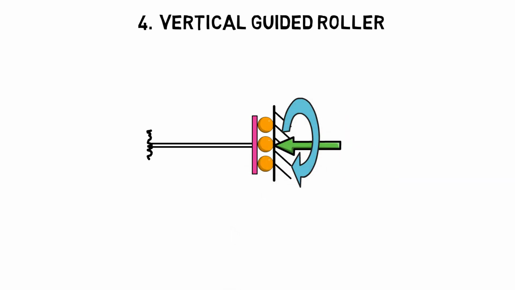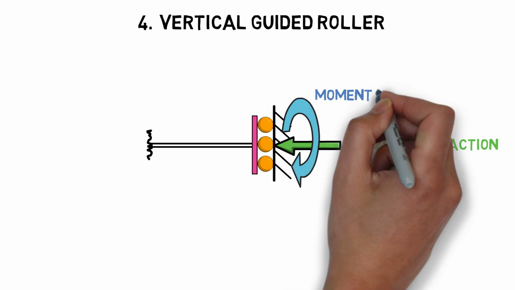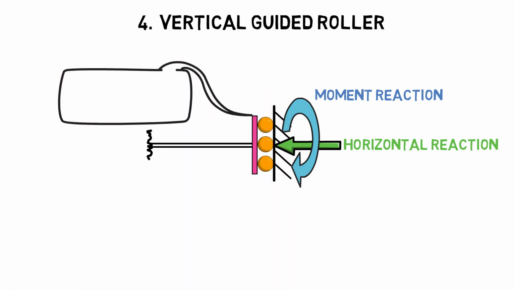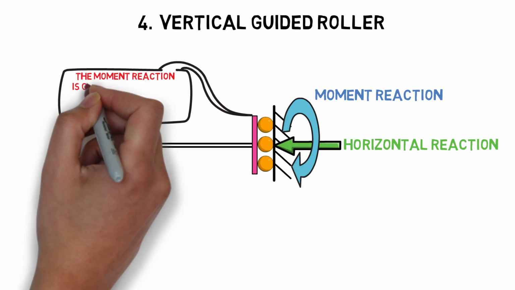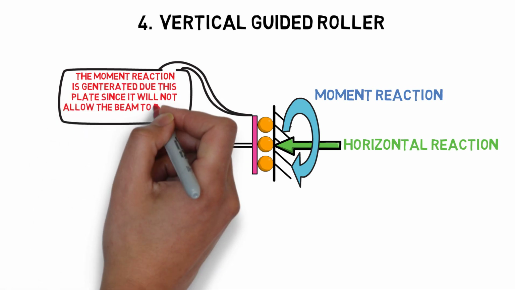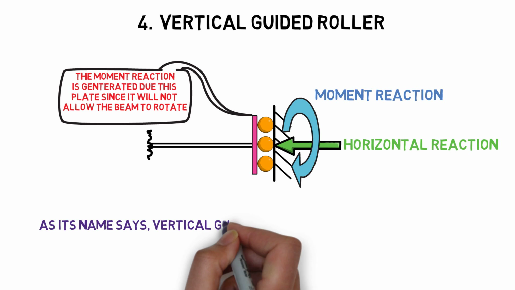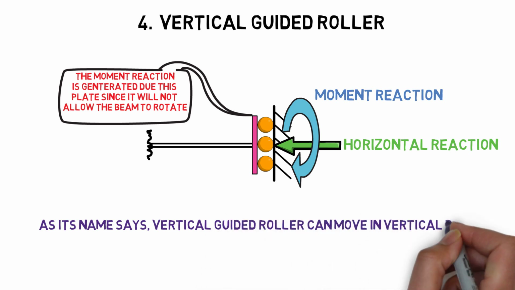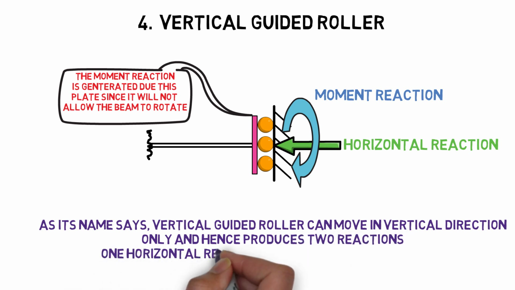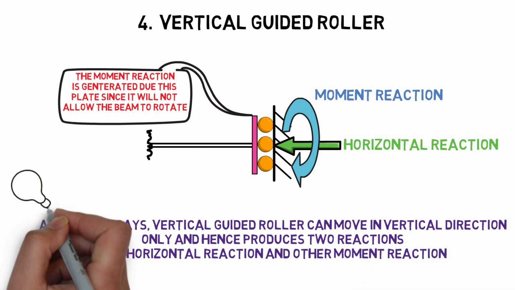Therefore, it will develop two reaction components, one horizontal reaction and one moment reaction. The moment reaction is generated due to this plate, since it will not allow the beam to rotate. So, as its name says, a vertical guided roller can move in the vertical direction only, and hence produces two reactions, one horizontal reaction and the other a moment reaction.